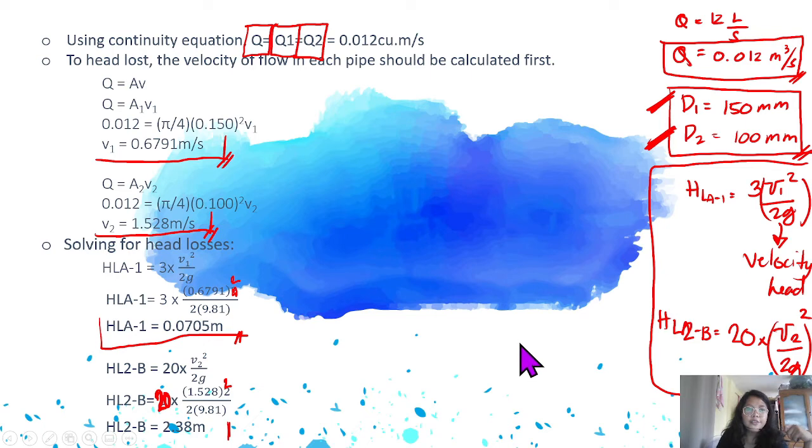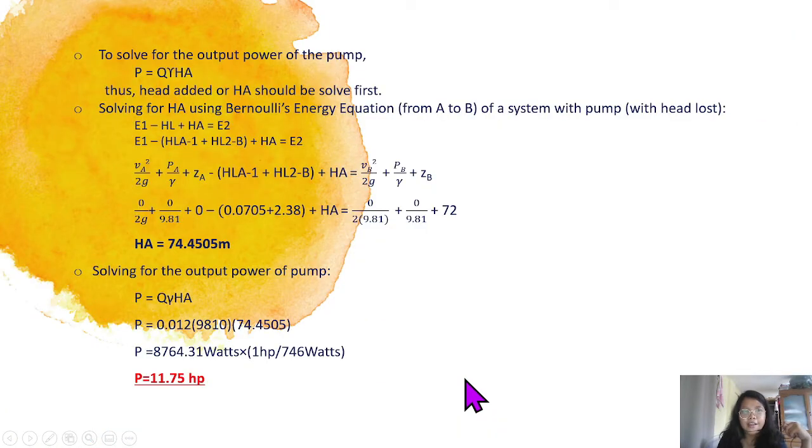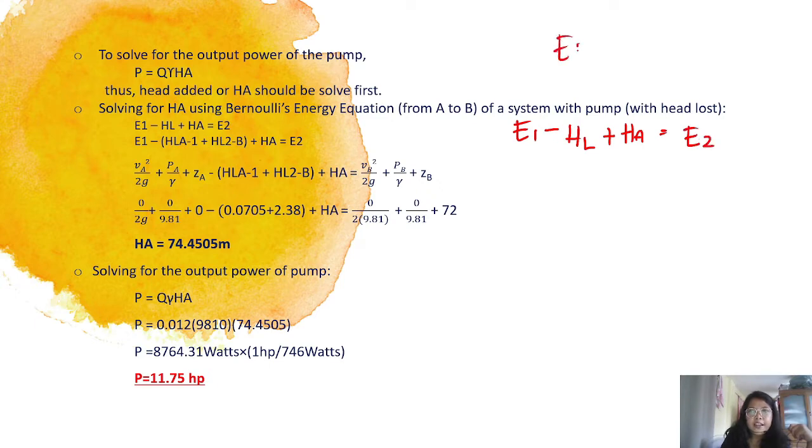Okay? So, wala pa tayo sa energy equation. Inisa-isa lang muna natin yung given. So, eto na. Mag-proceed na tayo kay Bernoulli's energy equation from point A to B. Kay Bernoulli na muna ako, ha? So, energy 1 minus head loss plus HA is equal to E2. Now, 'di ba, familiar tayo kay energy 1 minus head loss is E2.